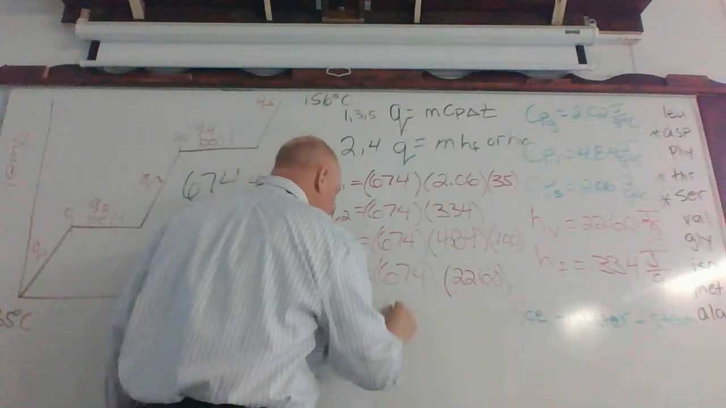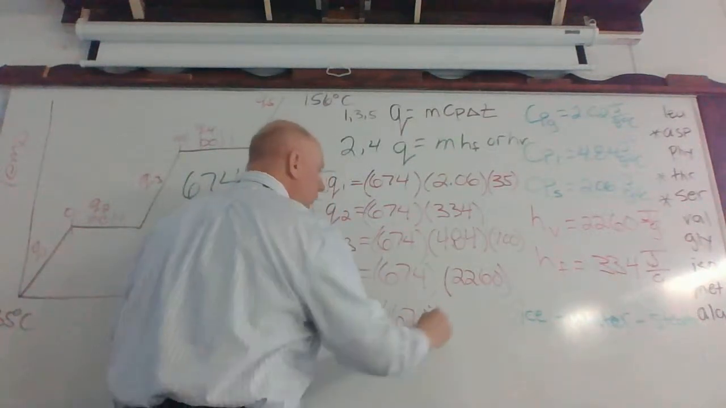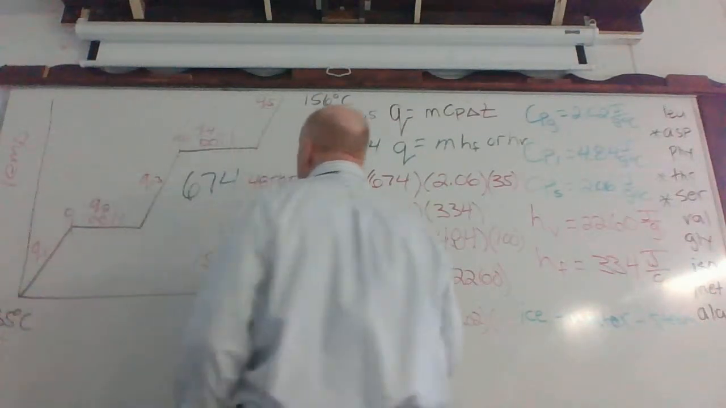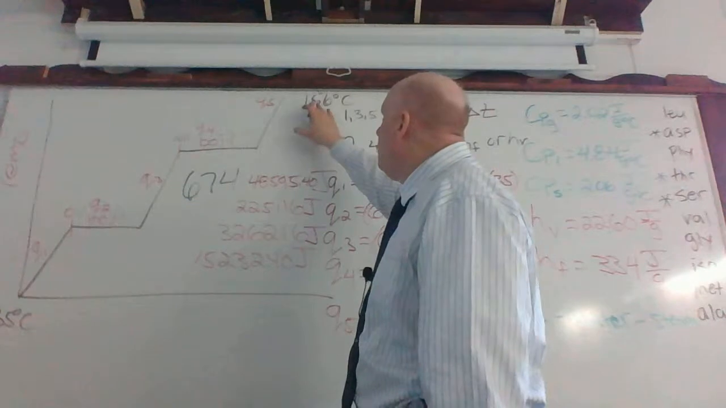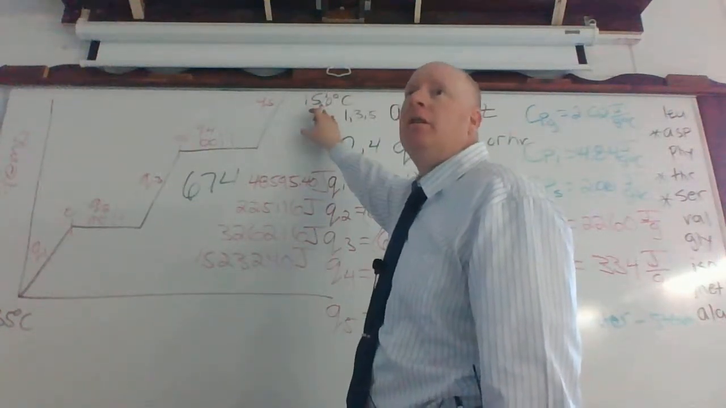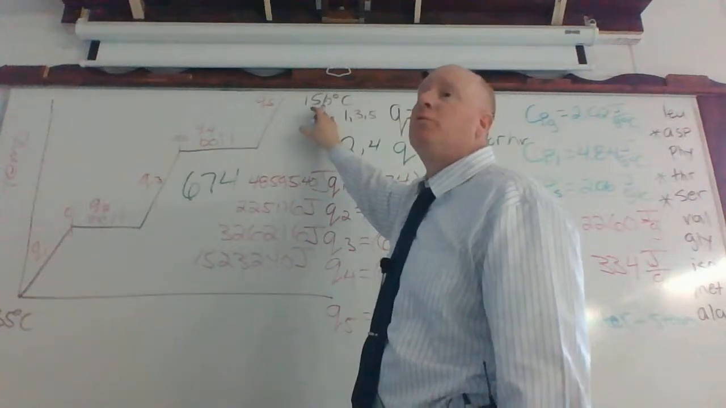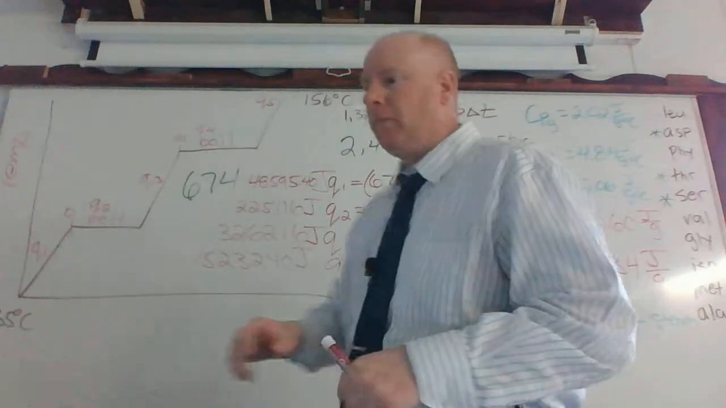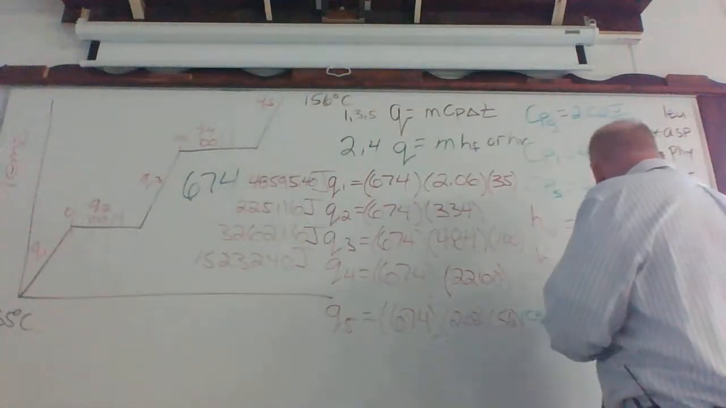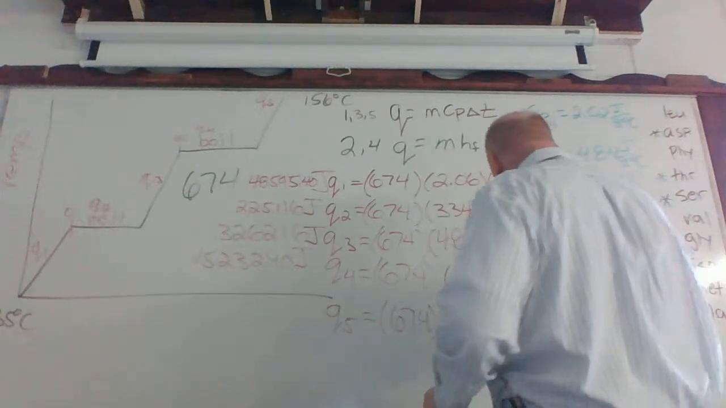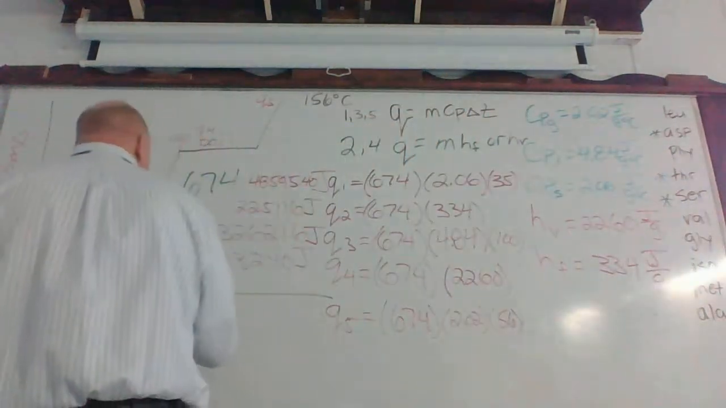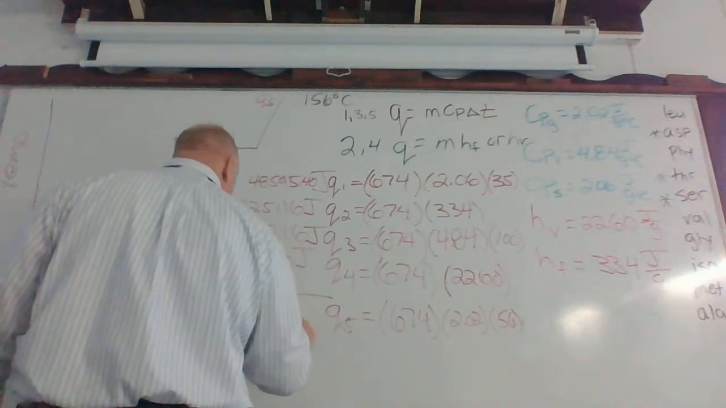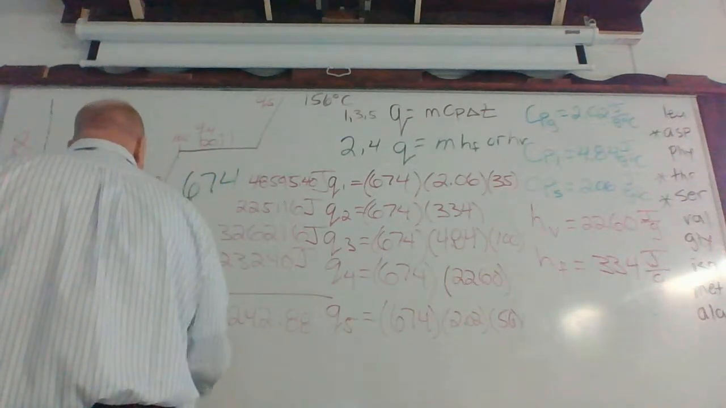674. 2.02. Okay, because in this phase we subtract our final temperature from where that substance started to boil, which was 100. So 56. Okay. We would get 7.6. 242.88.